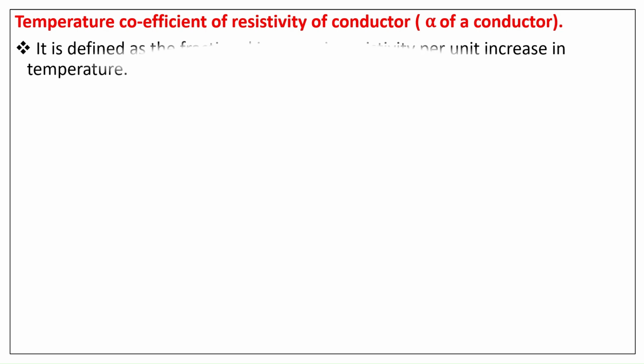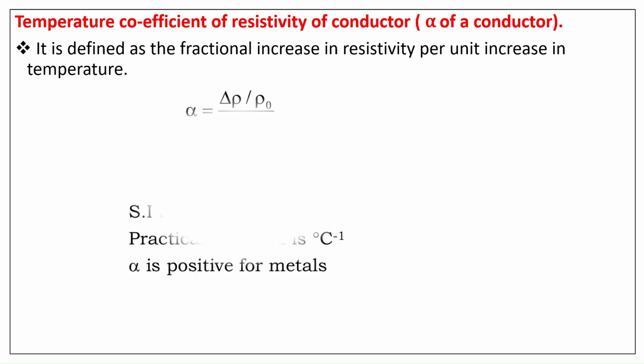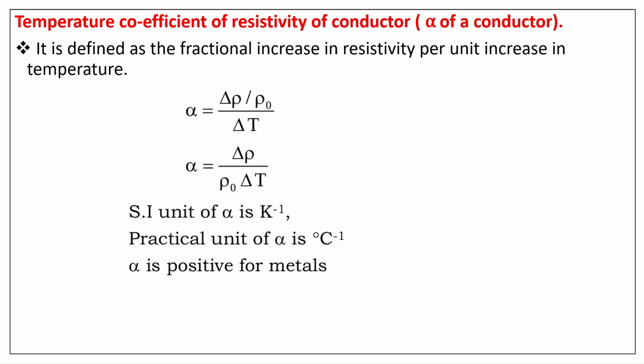Next, temperature coefficient of resistivity of a conductor. It is defined as the fractional increase in resistivity per unit increase in temperature. Alpha is equal to delta ρ by ρ naught into delta T. SI unit of alpha is per Kelvin. Practical unit of alpha is per degree Celsius. And alpha is positive for metals.